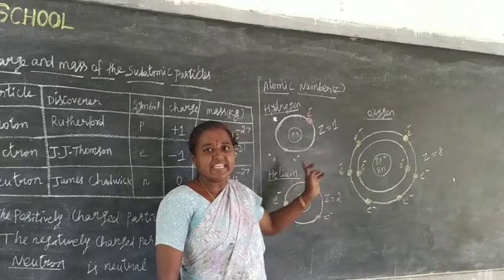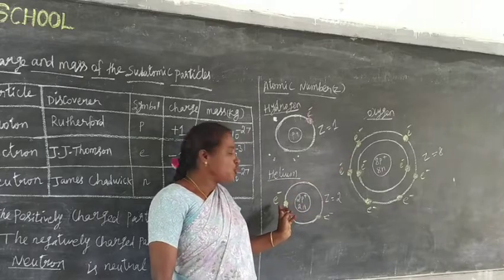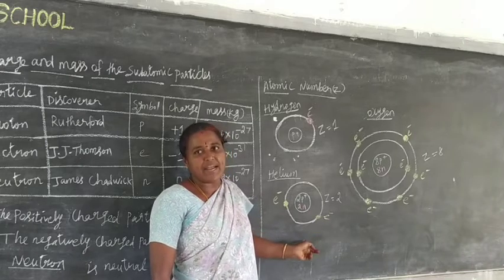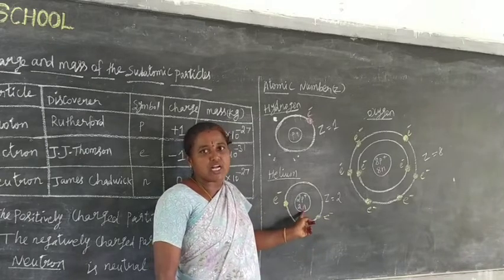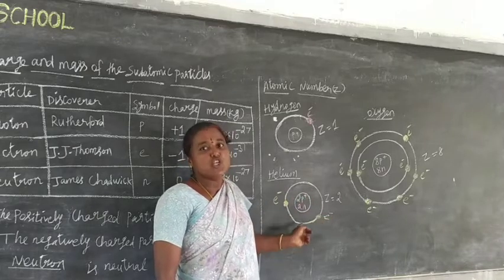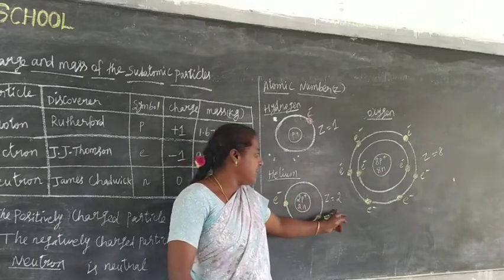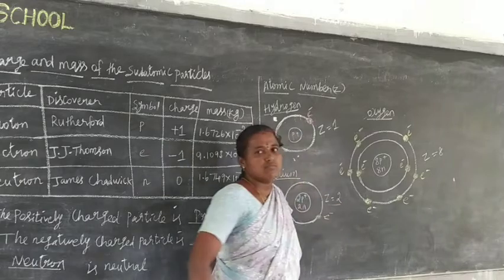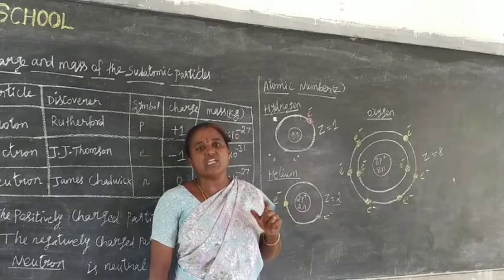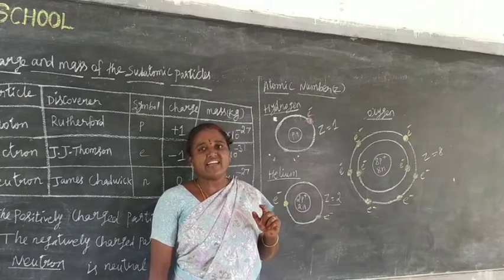Next, in the helium atom, there are 2 protons and 2 electrons in orbit around the nucleus. So, the atomic number of helium is 2. That is, atomic number is equal to number of protons equal to number of electrons.